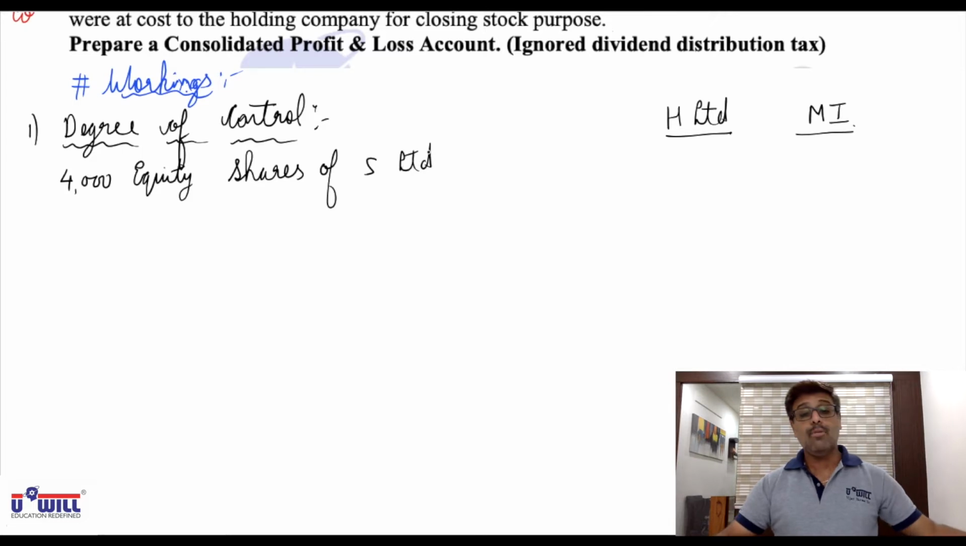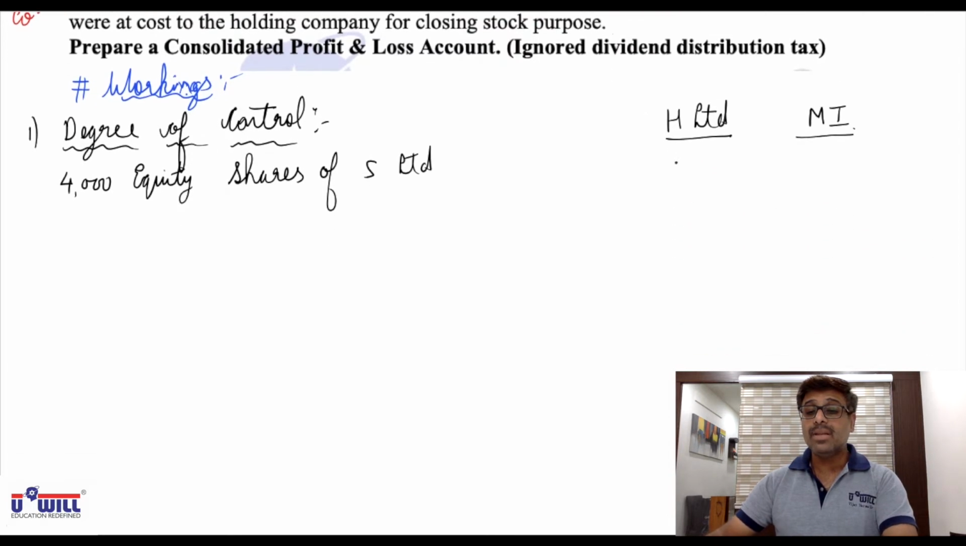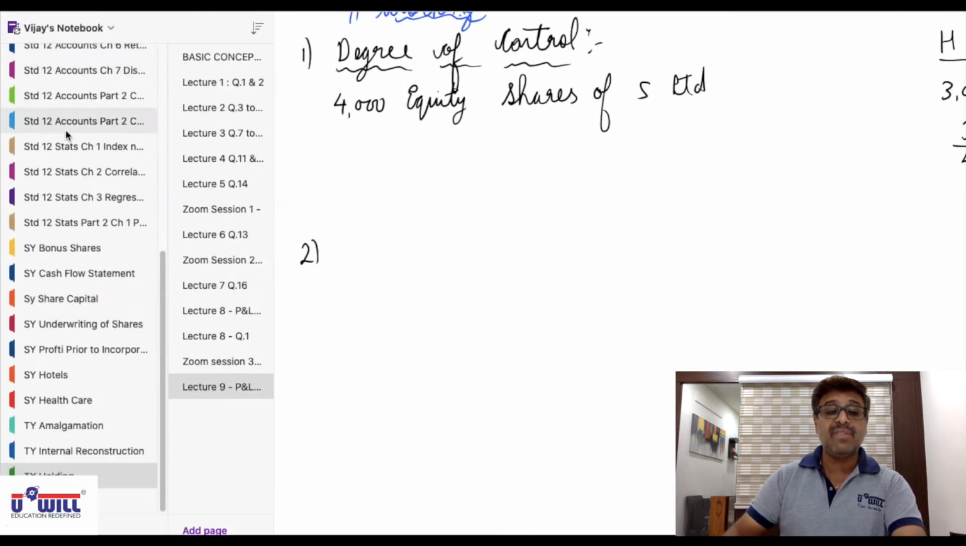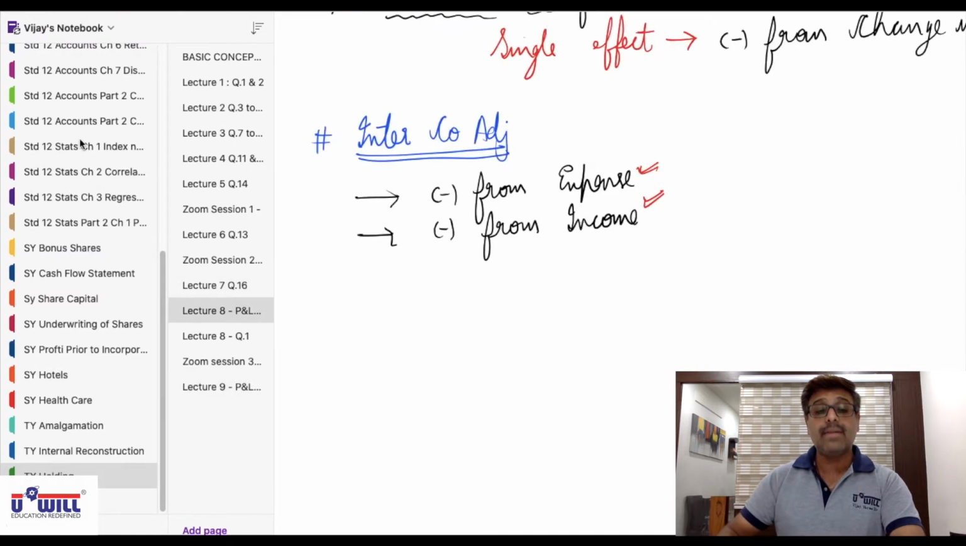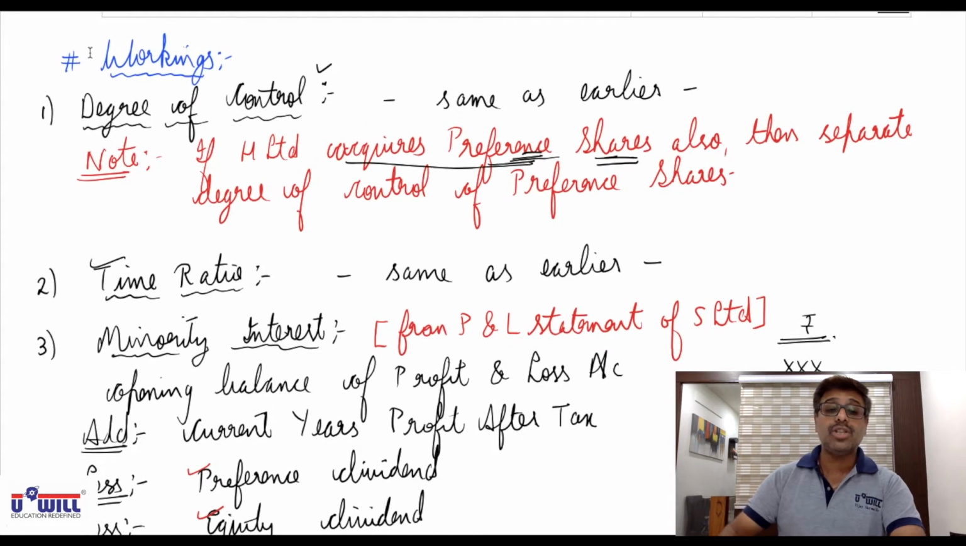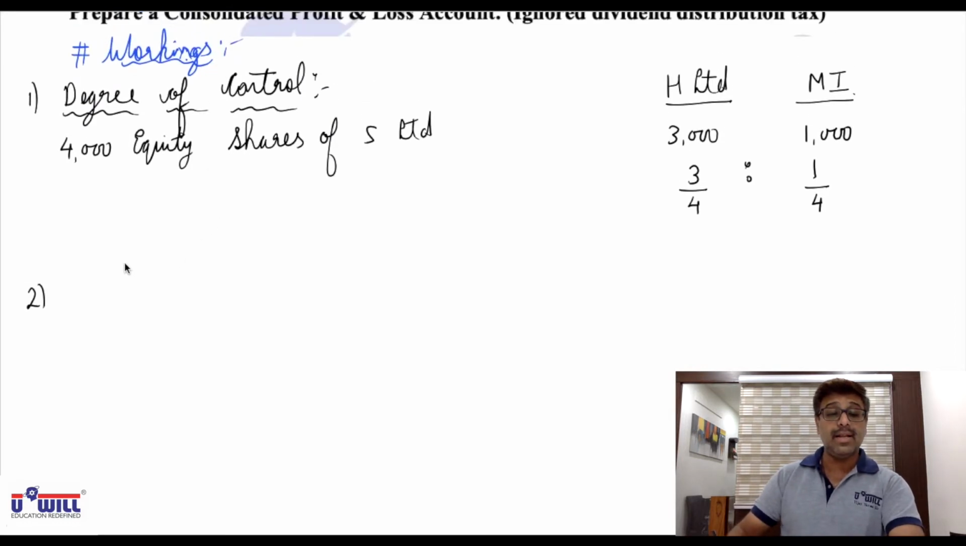Now from that, how many equity shares are acquired by holding company? Out of 4,000, 3,000 equity shares are acquired by holding company. So H Limited 3,000 and remaining 1,000 are with minority shareholders. If you remove the zeros, 3:1. 3/4 and 1/4 is the ratio of degree of control. Now here we have discussed that if preference shares are acquired, then you will make the degree of control of preference shares also separately. But in this question no preference shares are acquired, only equity shares are acquired, so only 1 degree of control will come.